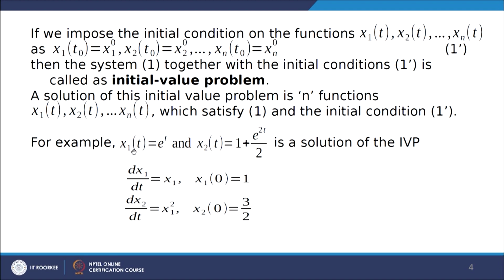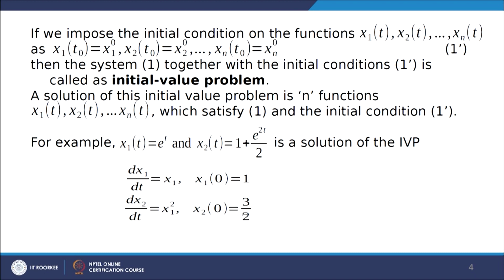For example, let us consider x1(t) equal to e to the power t and x2(t) equal to (1 plus e to the power 2t) by 2. Then it is a solution of the IVP. IVP means initial value problem, and the initial value problem here is dx1 by dt equal to x1, dx2 by dt equal to x1 square. The initial conditions are x1 at t equal to 0 is 1, x2 at t equal to 0 is 3 by 2.